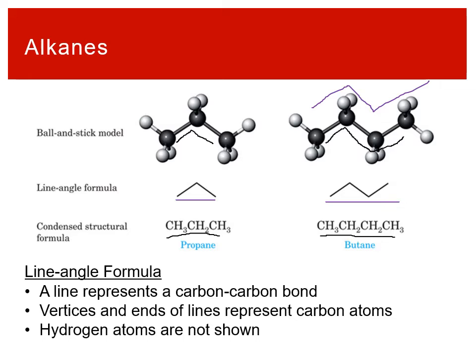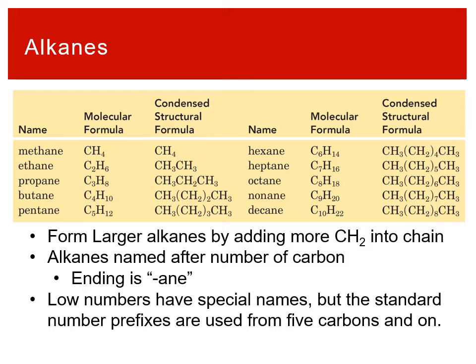Even though the condensed formula shows them in a straight line, that's not really the shape. And again, line angle formulas don't have to show shape. It's not perfectly showing the 3D shape, but it's kind of implying it. You can just keep forming longer and longer chains of alkanes by putting more and more carbon atoms into the hydrocarbon. These alkanes are just any sort of saturated hydrocarbon. It's called an alkane, and the ending for saturated hydrocarbons is -ane.